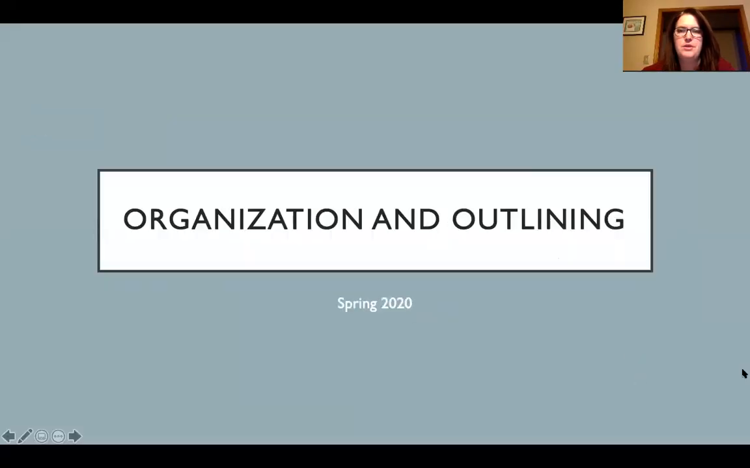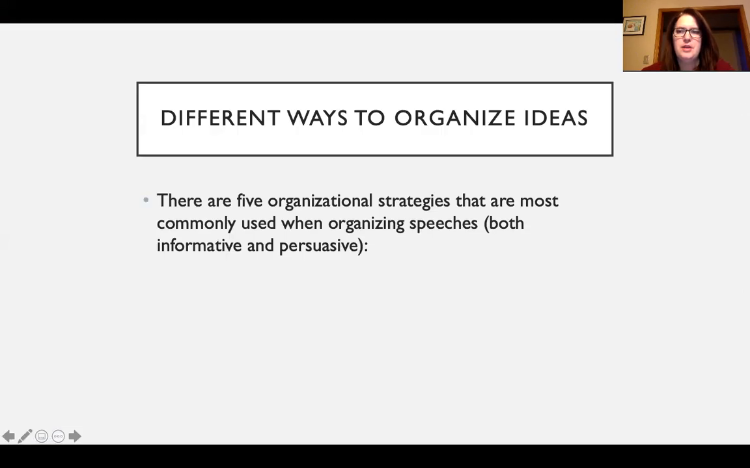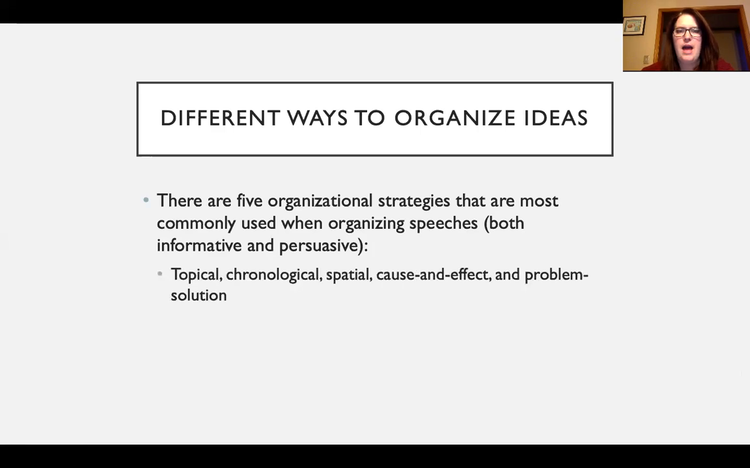So let's start by walking you through the expectations for what makes for good, solid organization and outlining in a speech outline. There are several different ways that you can organize ideas. Most commonly, we're going to talk about this from both informative and persuasive strategies. For this class, we'll focus on topical organization, chronological organization, spatial organization, cause and effect, and problem solution. For the informative speech, typically the first four, really the first three, are the ones that I would recommend.